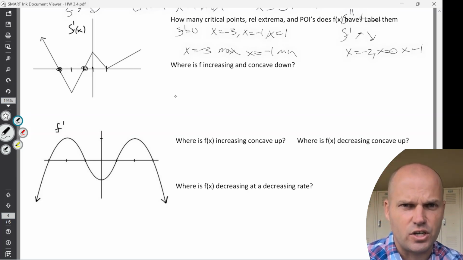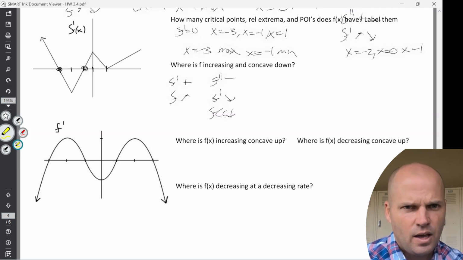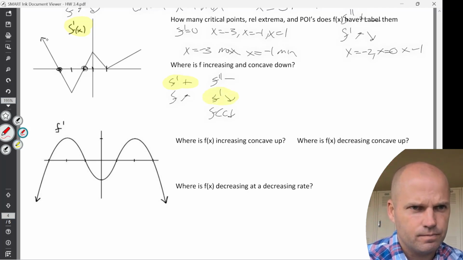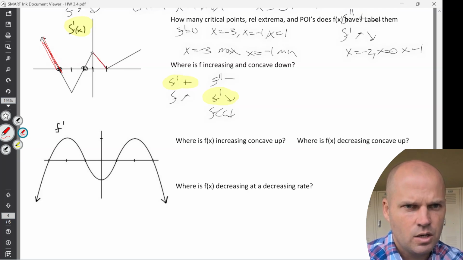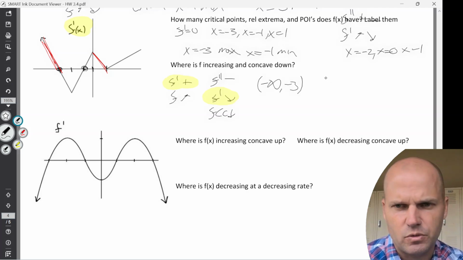When is f increasing, concave down? F is increasing when f prime is positive. F is concave down when f prime is going down, or when f prime slopes are negative. F prime positive and decreasing. Positive and decreasing. Negative infinity to -2, or is that -3? -3, and from 0 to 1.